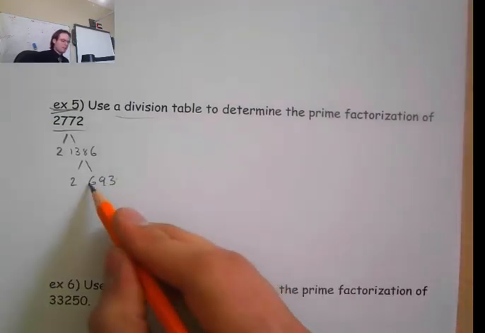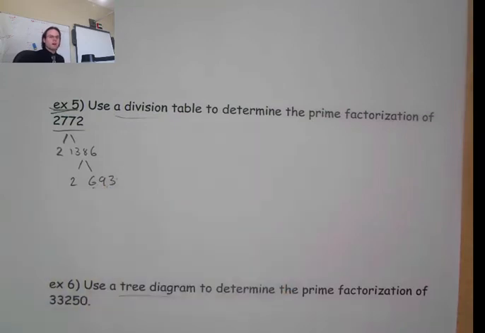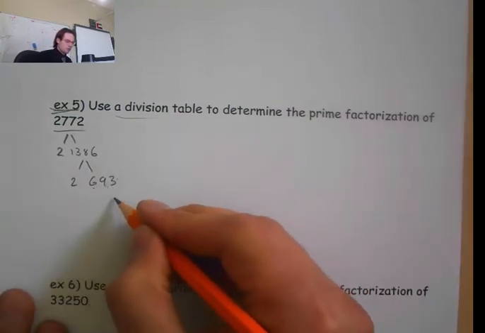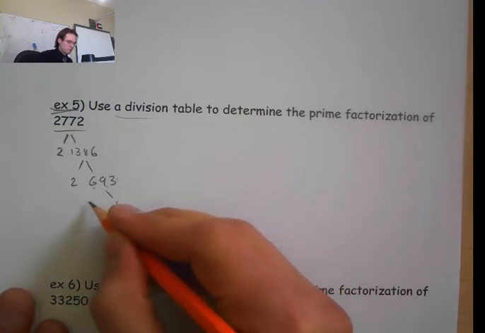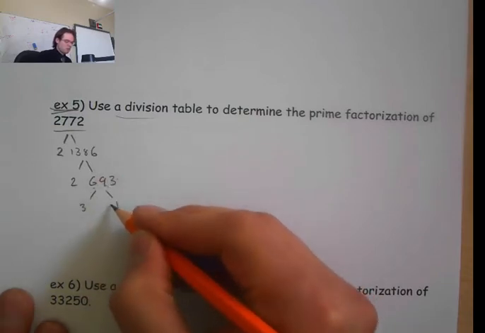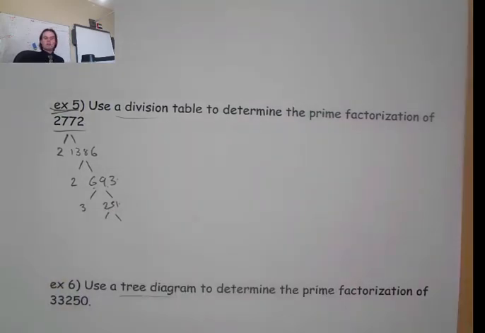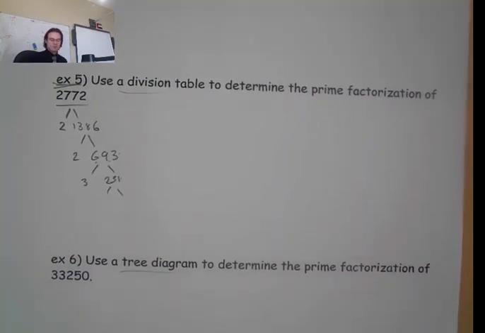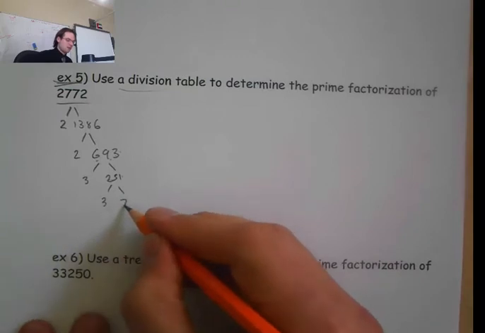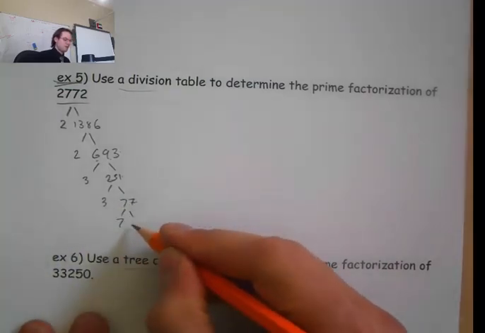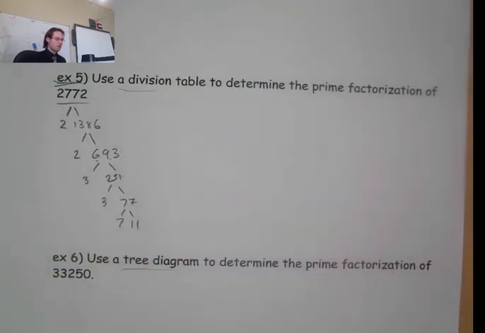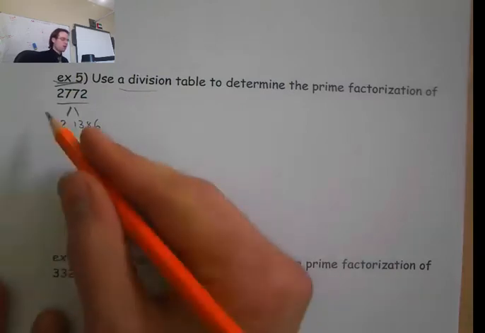Now I could add this up. 12 and 9 is 21. I know 693 can be divided by 3. So I divide everything by 3. It's going to give me 3 and 231. Now 231, I know, can be divided by 3 as well. So 3 and 77. And this is going to be 7 by 11. There we go. We are done. And there's my prime factorization.